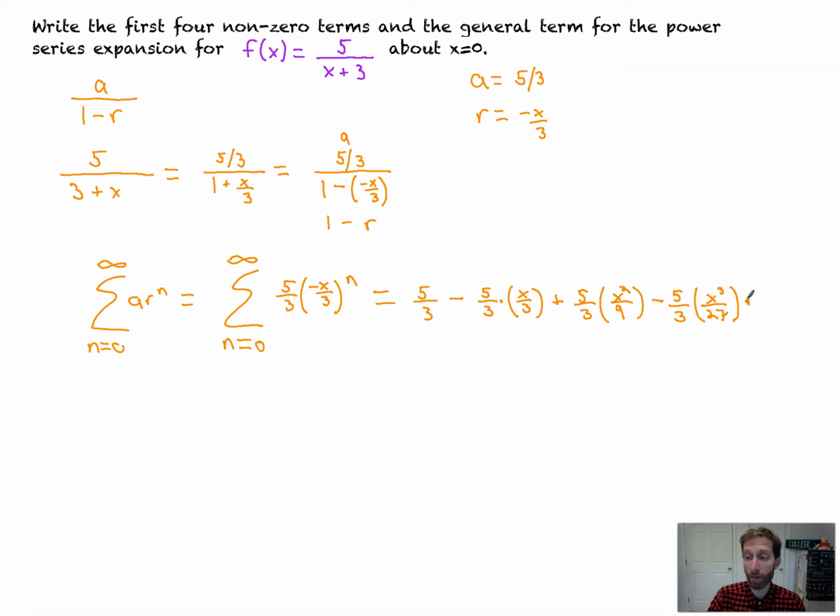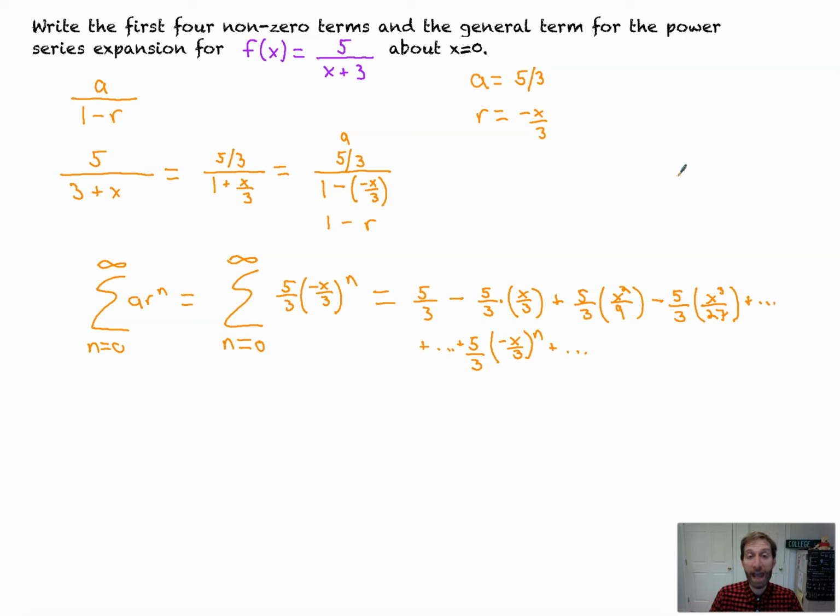And then the general term, I'll do dot, dot, dot, and it's going to be right here. It's just copying what we already developed. That was 5/3 times minus x over 3 to the n. And I had a little extra dot, dot, dot action there. So sue me. It still works. Okay, that's it. Not so bad. So I'll leave it at that.